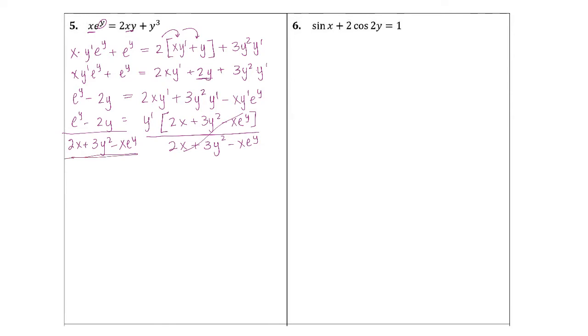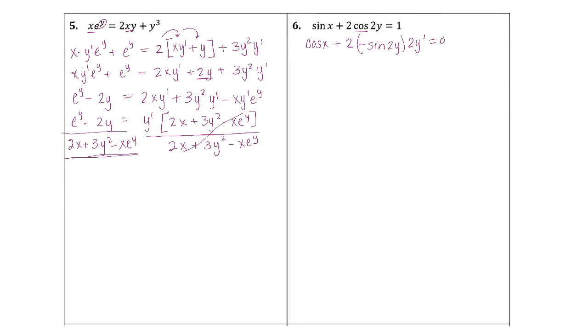So for our next one, we have some trig to deal with. And we're going to do the derivative of sine of x, which is going to be cosine x times the derivative of x, which is 1, plus 2 times, and we're going to do the derivative of cosine, which is going to be negative sine 2y. But then that's going to be times the derivative of 2y, which is going to be 2y prime, equals 0.